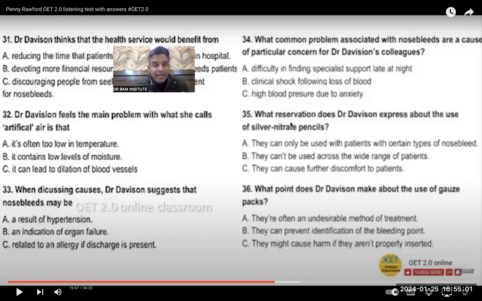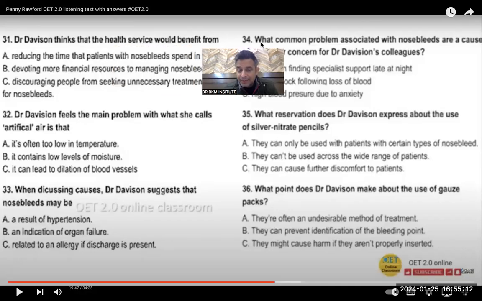What reservation? Negative thing about silver nitrate pencils. What point does Dr. Davidson make about the use of Goj packs? Goj packs. So these are the words. By this time, I'm teaching you at the moment, I'm explaining things, but if I am alone, I can do that in 30 seconds and you might do that in 40 seconds. So you still have around 50 seconds to read question number 1.